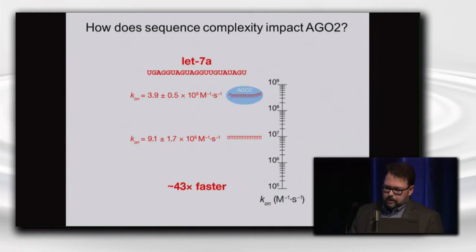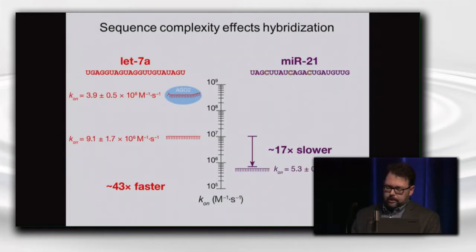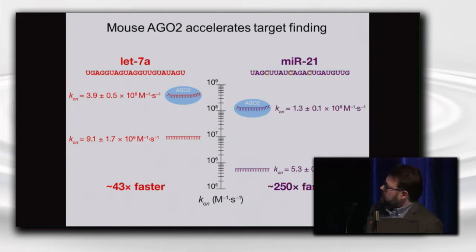And at this point, we realized that actually LED7 is a 3-letter sequence. It doesn't have a C, and so we wanted to look at other 4-letter sequences like MER21. And we know that 3-letter sequences actually hybridize faster because they cannot form a secondary structure. And indeed, the 4-letter sequence binds slower, but what about the MER21 RISC? Again, we see the same acceleration. In fact, it's even greater. It's 250 times faster than the free guide strand.